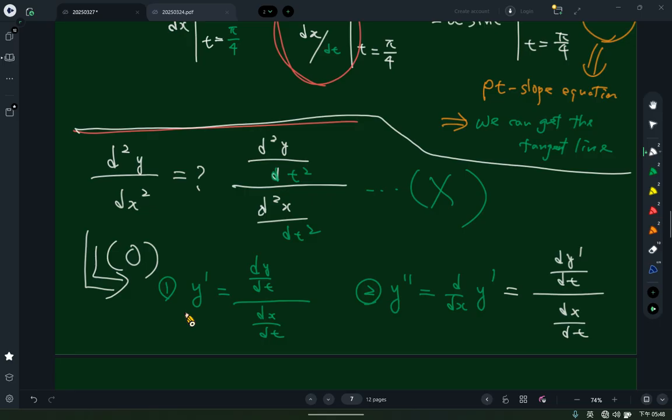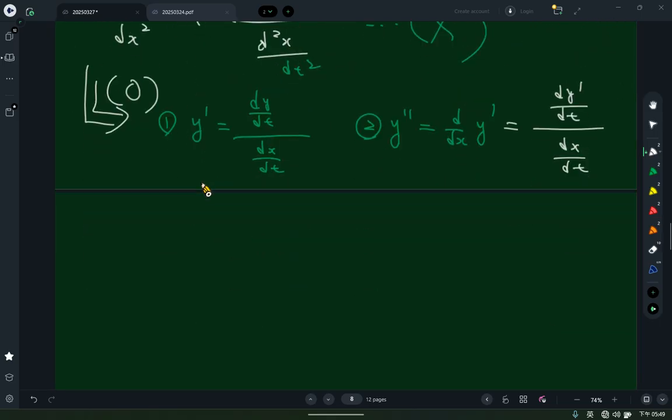Step 1, get the first order derivative first. Then continue to differentiate the result, then we can get the second order derivative. This is the correct one. So I will show you an example.